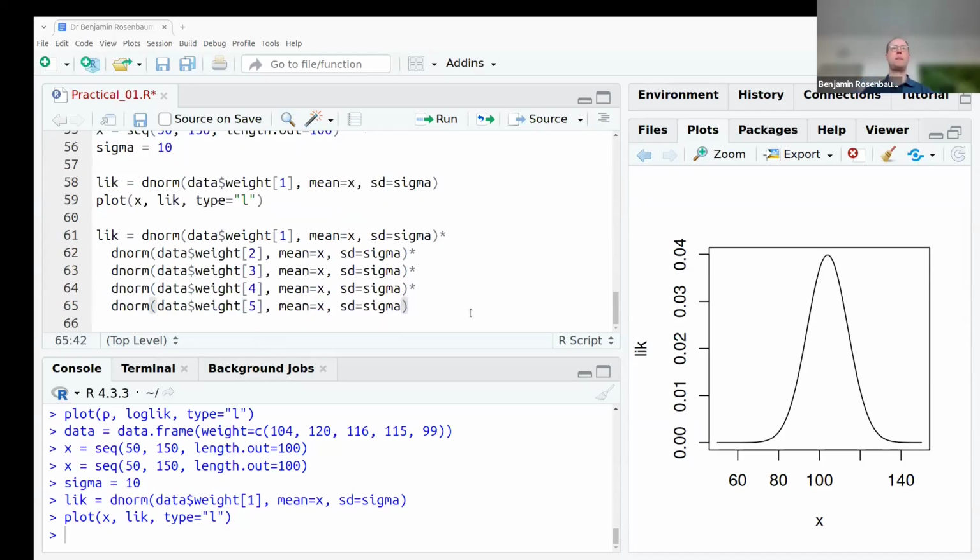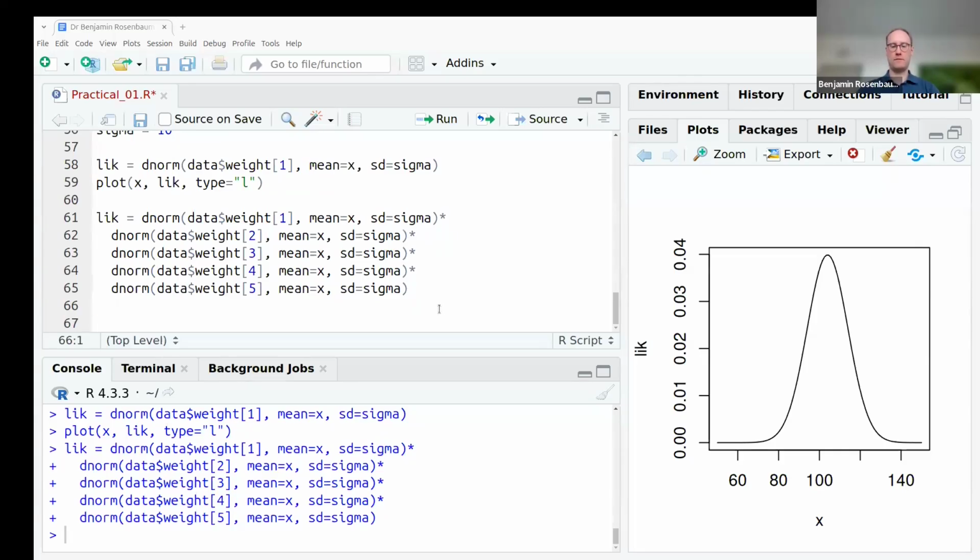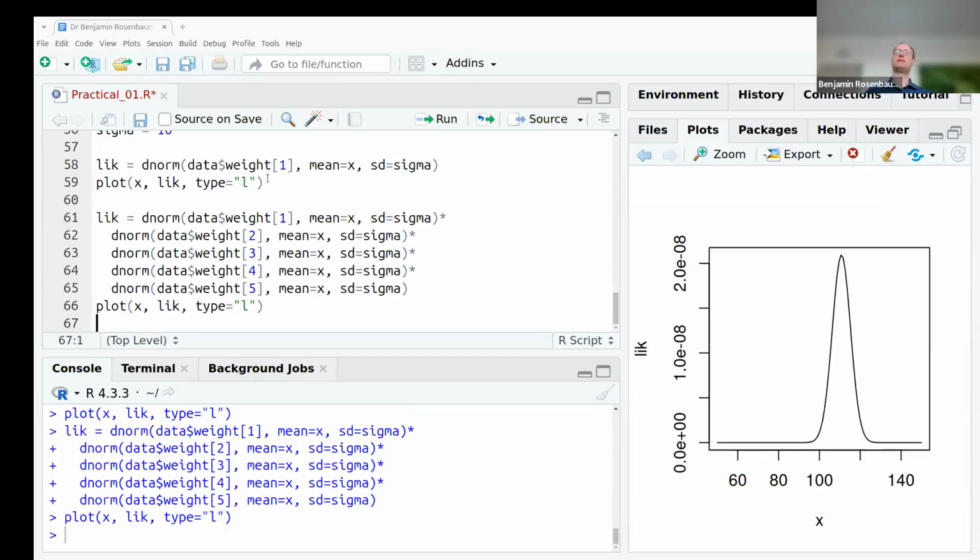Just 5 data points. Again, this is not so smart. We could use the log of this and use the sum. But let's keep it like this for now. And then I can plot this again. And you see already here the values are becoming quite small.